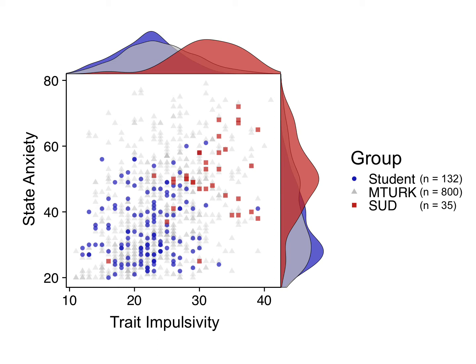The MTurk workers are somewhere in the middle, but there's a lot of variation because we have so many subjects there. And then the substance use disorder subjects tend to be in that top right quadrant with higher values on both. And there were significant differences in all of these directions in these groups.